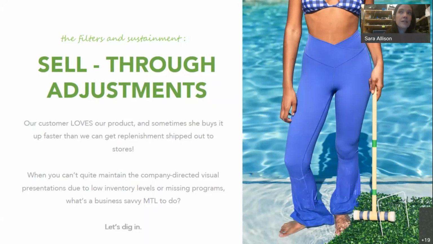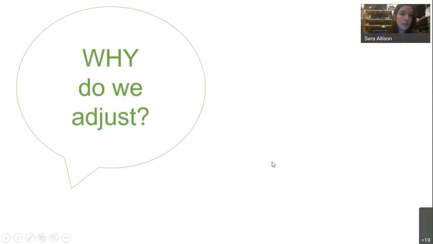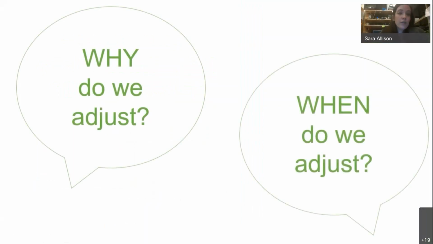And then we're also going to look at some key presentations where we follow this kind of adjustment all the time, like an evergreen adjustment situation. So the first thing we want to talk about is, why do we adjust and when do we adjust? What do you guys think? First of all, why are we usually adjusting presentations? What are some reasons? And there are a few.